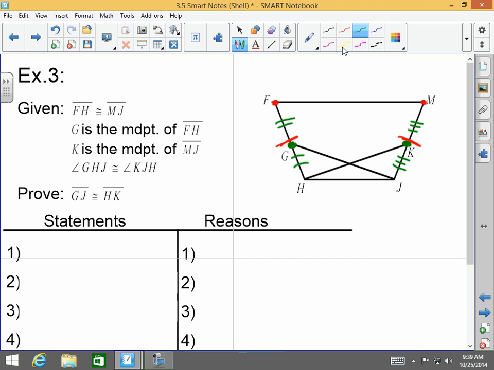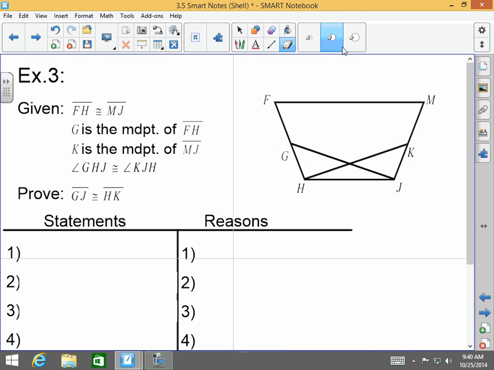And then they're talking about angle GHJ, which is right here, being congruent to KJH, right here. And they want to prove that GJ is congruent to HK. Okay, that could get a little bit difficult. In this case, it's actually a little bit easier than the two that we saw beforehand because of the midpoint there. But I still would like to show you how to extrapolate the two triangles that we really want to work with because it will make things easier.